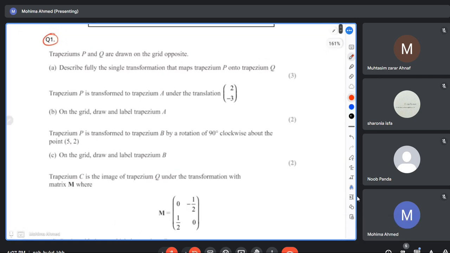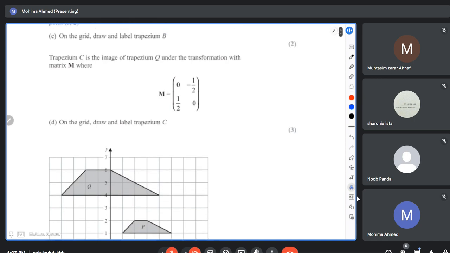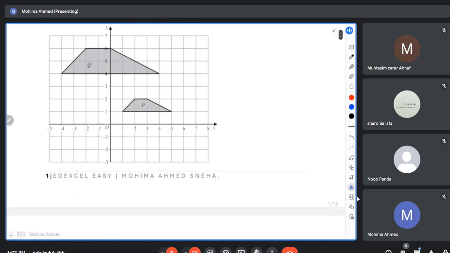Now it says that trapezium P and Q are already drawn on the opposite grid. This is trapezium P and Q. We can clearly see that trapezium P and Q are quite similar, whereas P is a smaller version of trapezium Q, but they're not exactly aligned in the same space. They're in different positions. Now, how can I understand the coordinates for this?